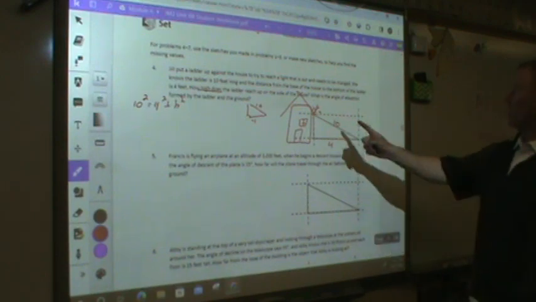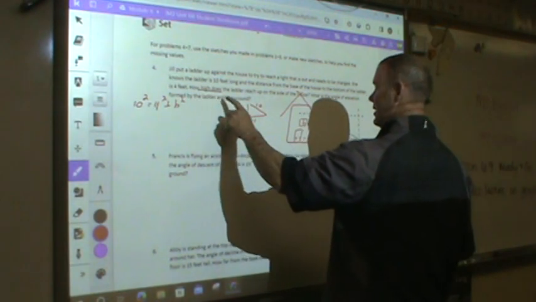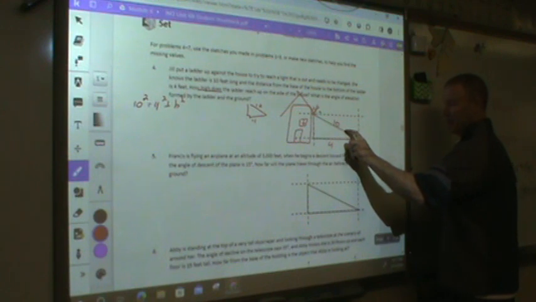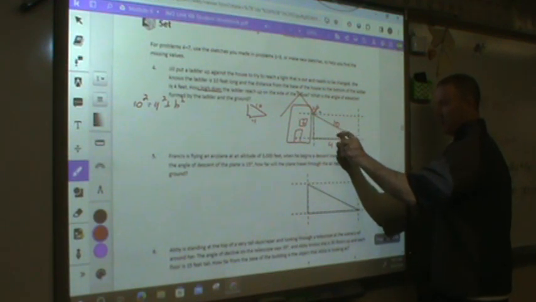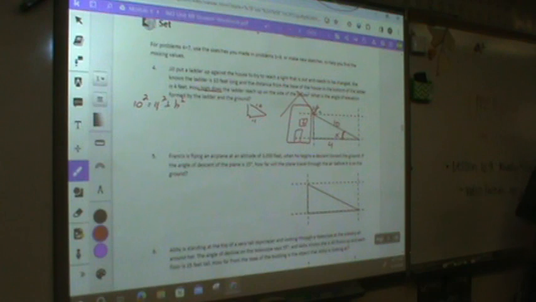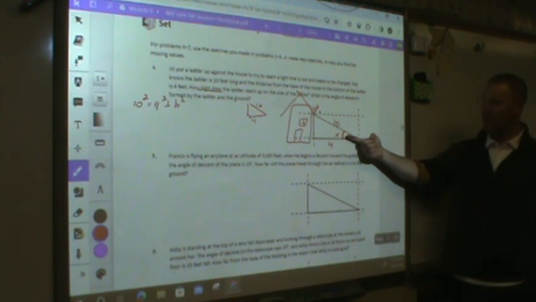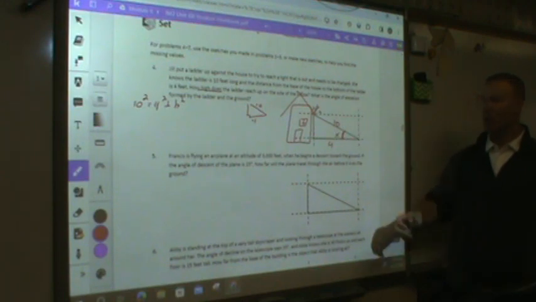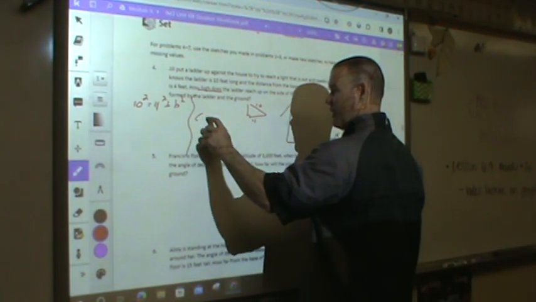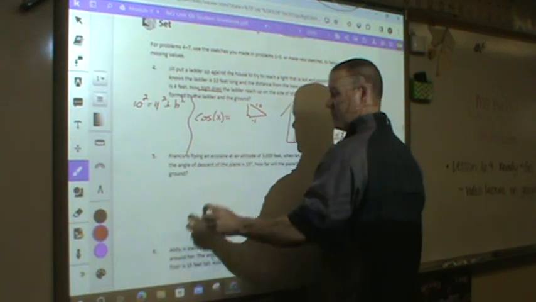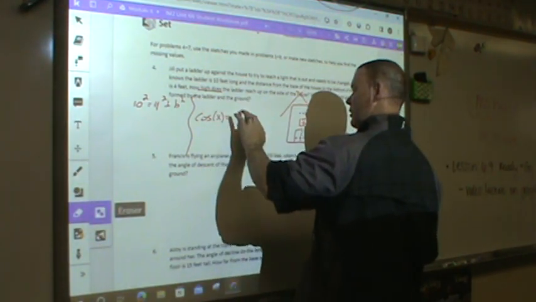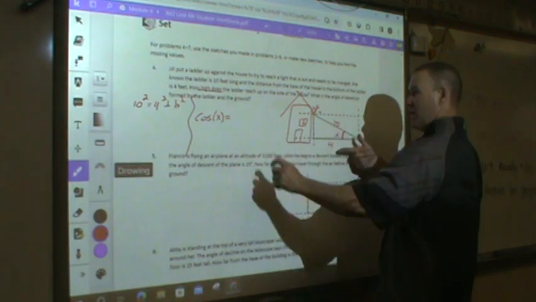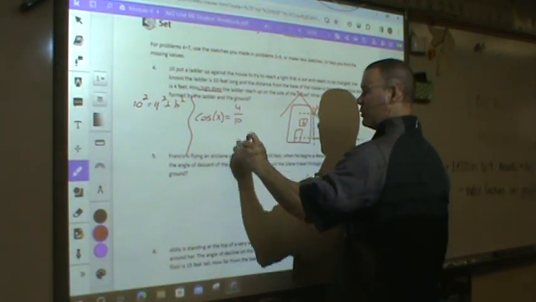Then the next thing it says, what is the angle of elevation formed by the ladder and the ground? The angle of elevation by the ladder and the ground is over here. I don't need to know how high the house is to be able to solve this first. Why? Because if this is my angle of reference, 4 is a leg adjacent, 10 is a hypotenuse. Cosine is what I'm going to use for there. So the cosine of x is going to be equal to adjacent, which is 4, over hypotenuse, which is 10.